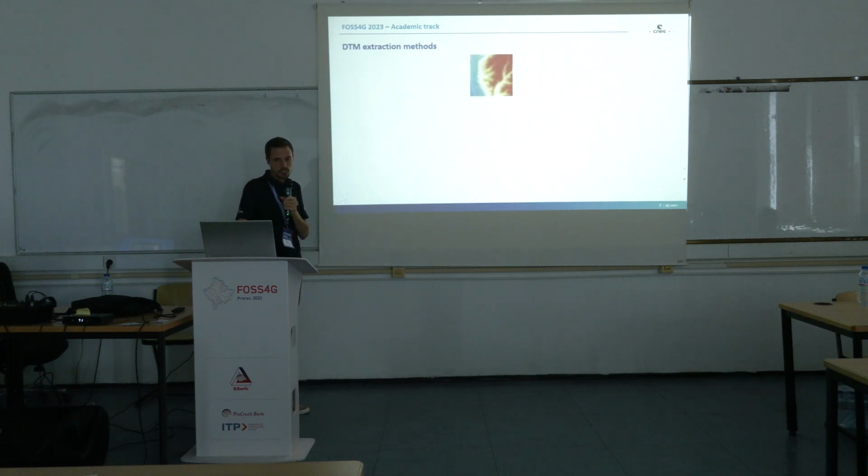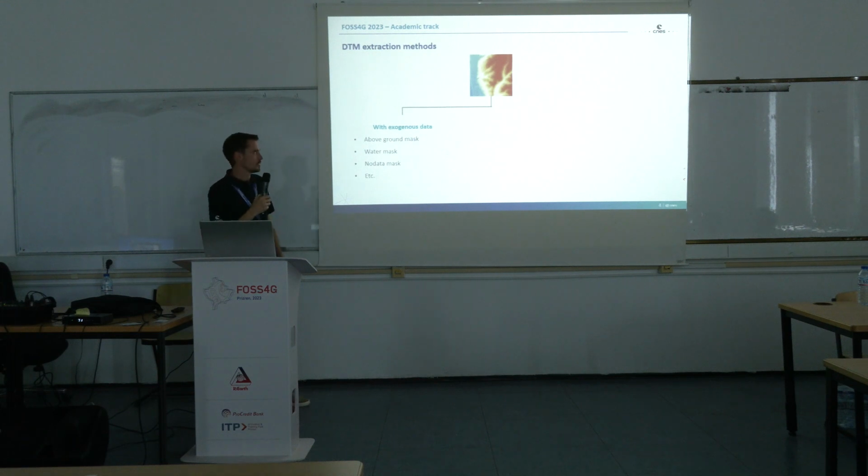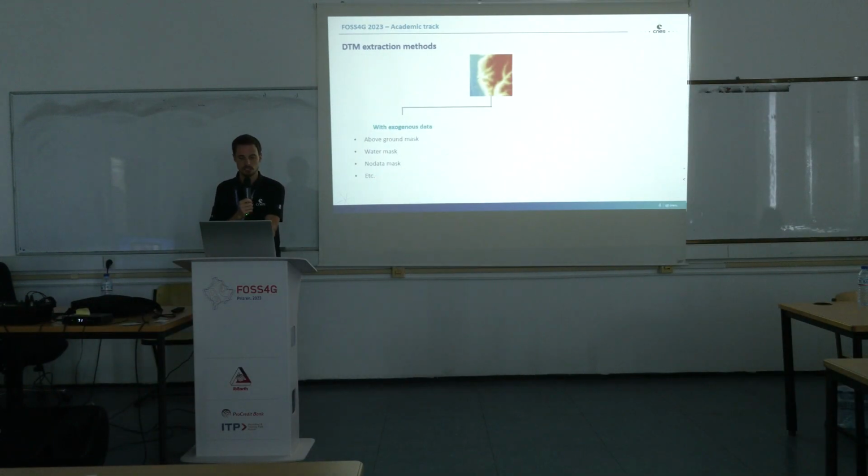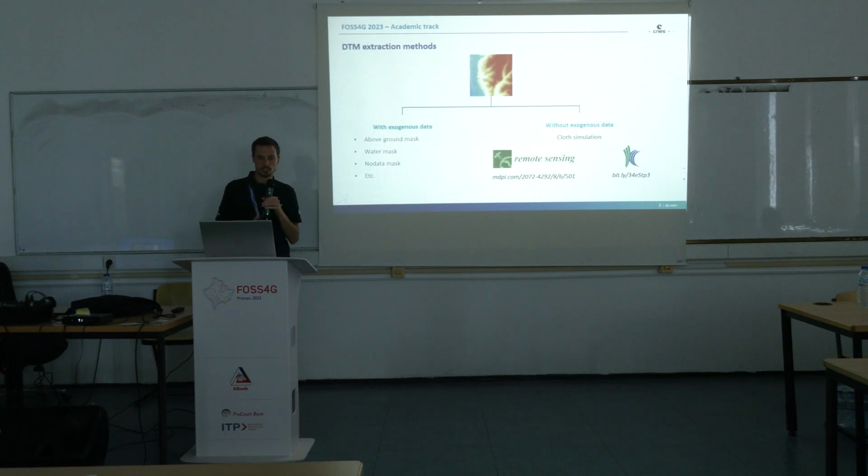For DTM extraction methods, I would say there are mainly two ways of computing it. You can do it using exogenous data, like an above-ground mask, where you provide a mask mapping every building, every tree and so on, and you indicate to the algorithm where it has to interpolate the DTM. From time to time you also provide a water mask or no-data mask, indicating where, for example, the satellite had occlusions that produce no data in the 3D model. Or you can work without exogenous data, and mainly it's based on cloth simulation methods. I will introduce those methods because Bulldozer is derived from that kind of approach.